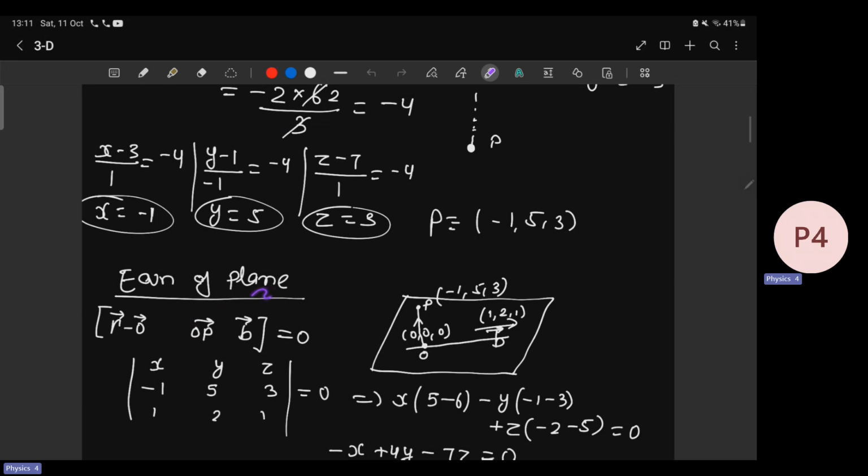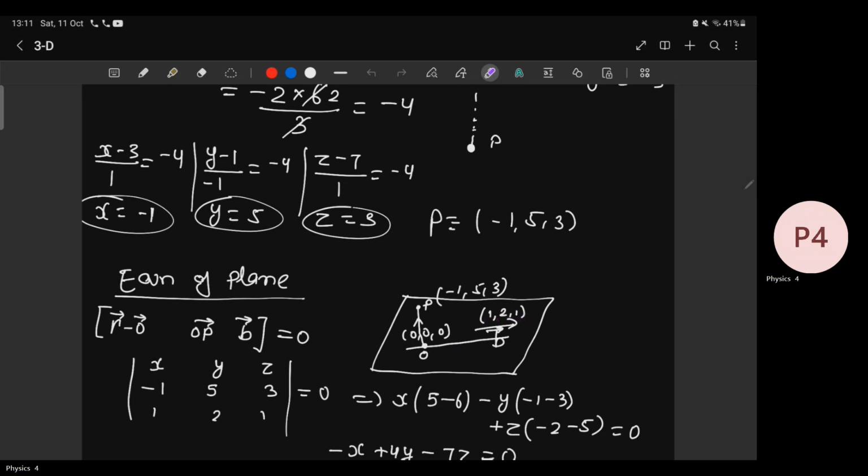We have to write the equation of a plane which contains P and has a line. This line is x upon 1 equals y upon 2 equals z upon 1. So this is the line. We got the point on the line, that is 0 comma 0 comma 0, and the direction ratio of the vector along the line is 1 comma 2 comma 1.